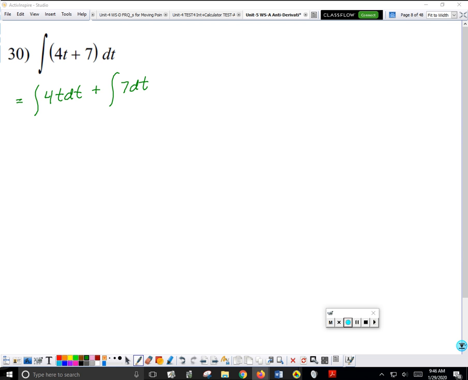Okay, the 4 is a multiplying constant, so it just tags along. This is t to the first power. So I just look at my pink sheet, I use the power rule. This becomes t to the 1 plus 1 divided by the same. That's it so far. Question?